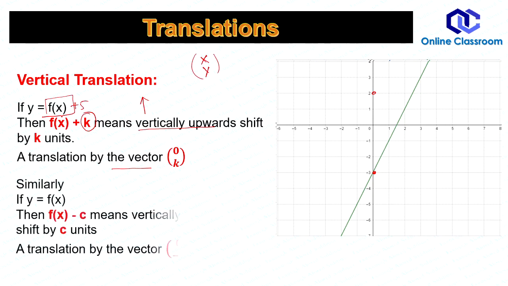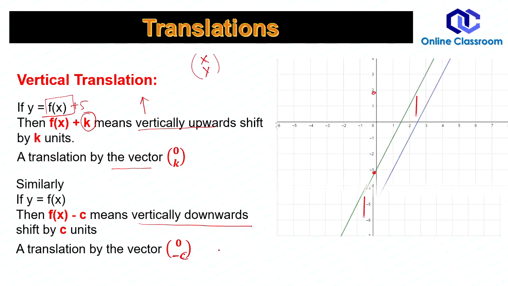Like if I have to subtract some number from the function, it means vertically downward shifting. And how to show the vector? With the negative sign for y, (0, -c). This shows vertically downward movement. So please focus on the graphs also, and this property is equally valid for every graph. It can be linear or trigonometric or quadratic or cubic, and whatever you have in the scope of P1 syllabus.